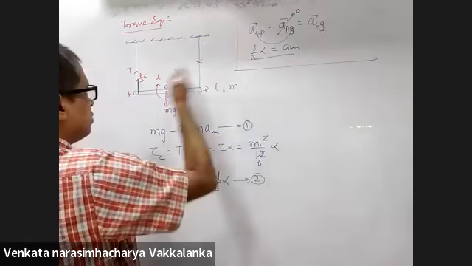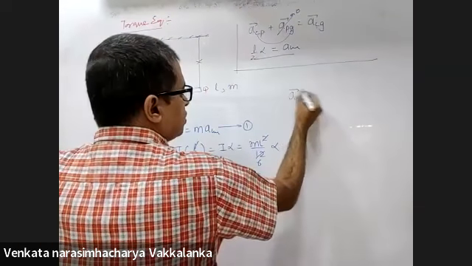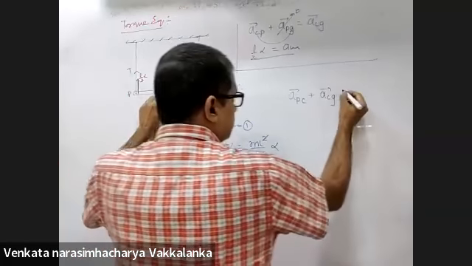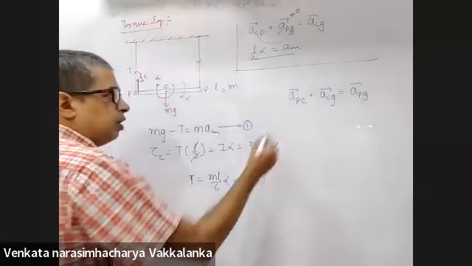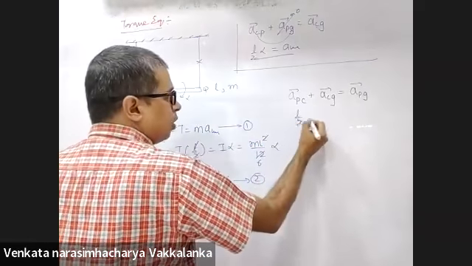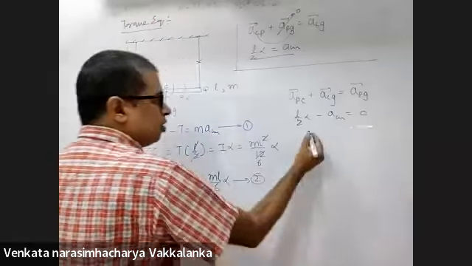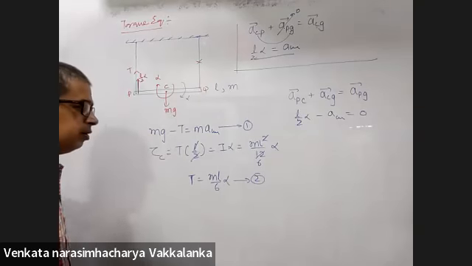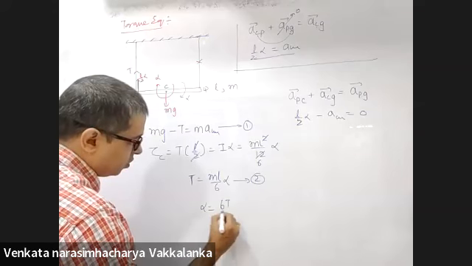Third equation: constraint relations are the same. Acceleration of point P with respect to center of mass plus acceleration of center of mass with respect to ground is acceleration of point P with respect to ground. This is L by 2 alpha minus ACM should be equal to 0. Right? Here alpha is 6T by ML.